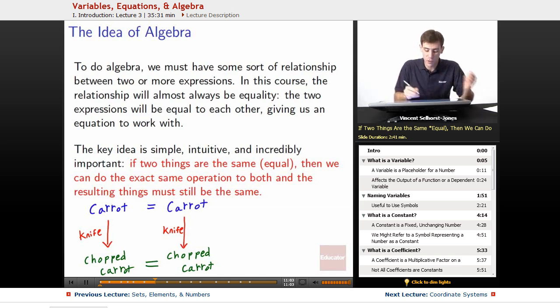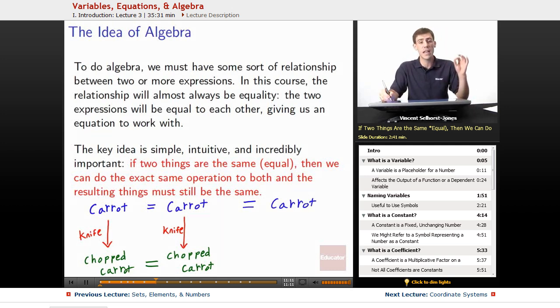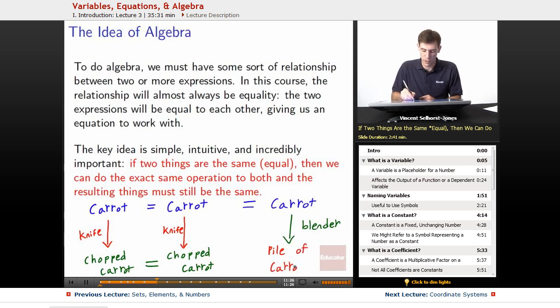Now compare that to if we had a third carrot that was exactly the same as his other two carrot brothers. But instead of using a knife on him, we decide to shove him into a blender, right? We put him in a blender and we run it for a minute. Out of that blender, we are going to get a pile of carrot mush, right? We're going to have a carrot mush pile. And that carrot mush pile is going to be nothing like those chopped carrots.